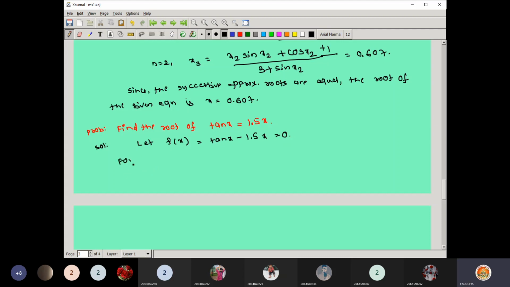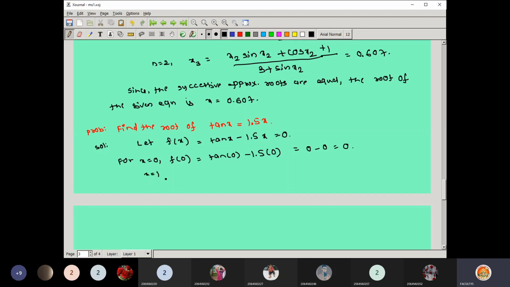So I'm supposing x equal to 0, so f of 0 is equal to tan 0 minus 1.5 into 0. What is the tan 0 value? 0 only. Minus 1.5 into 0 is 0. So finally you are getting the answer 0. Is it less than 0 or greater than 0? Generally 0 is a neutral value. You should not consider whether it is positive or negative, so you neglect that one.